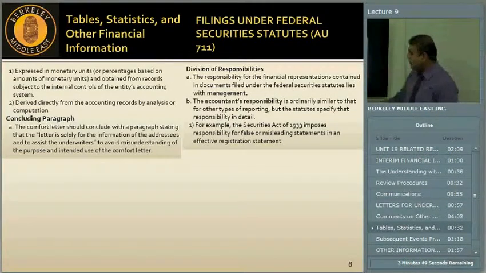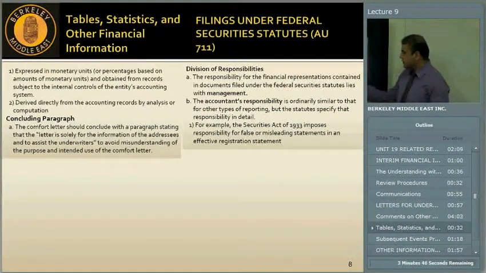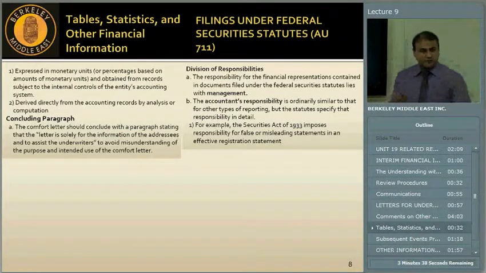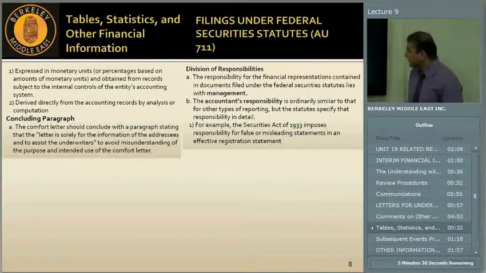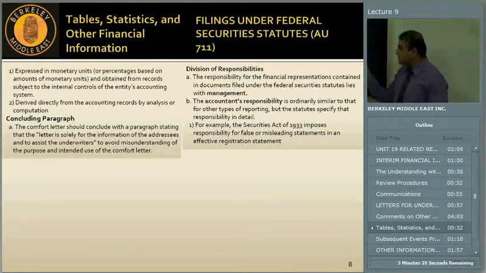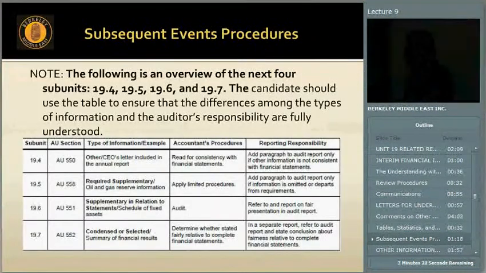Concluding paragraphs can be added. The concluding letter should include a paragraph stating that the letter is solely for the addressee. It is a specific-purpose letter for a specific body. It is not a public letter like financial statements are for users and viewers. The accountant's responsibility is similar to that for the other types of reporting, but the statute specifies responsibilities in detail.